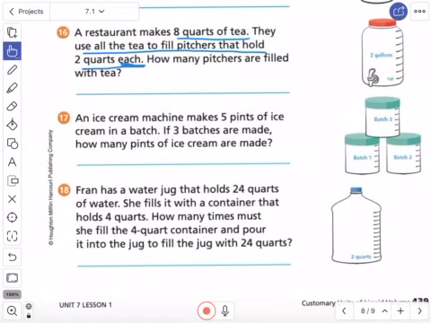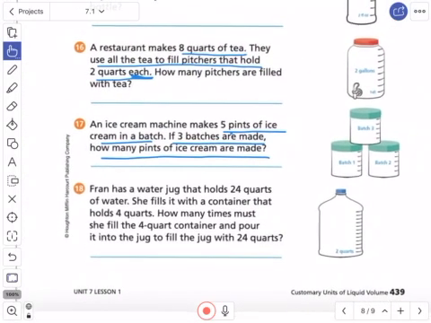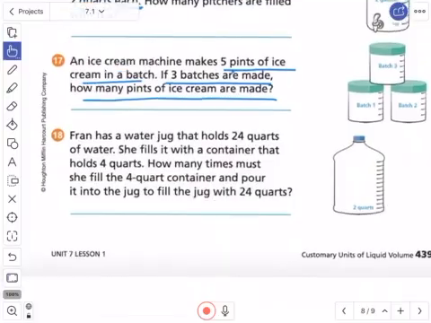Then 17. An ice cream machine makes 5 pints of ice cream in a batch. If 3 batches are made, how many pints of ice cream are made? Okay, so 5 pints are made in a batch. They make 3 batches. How many is that? I got to think. Is that addition, subtraction, multiplication, or division?